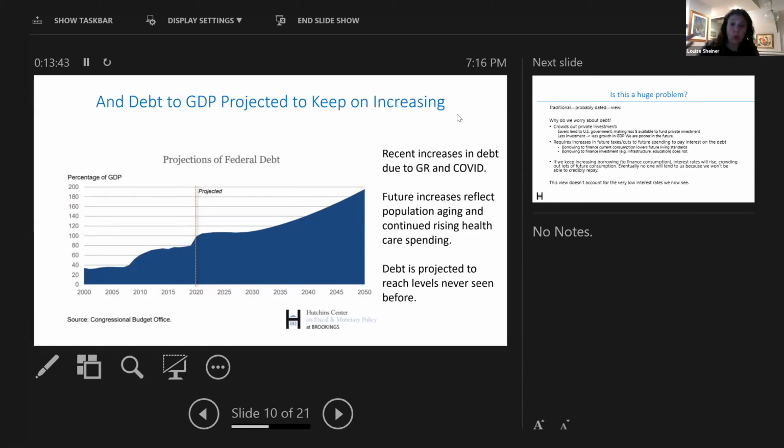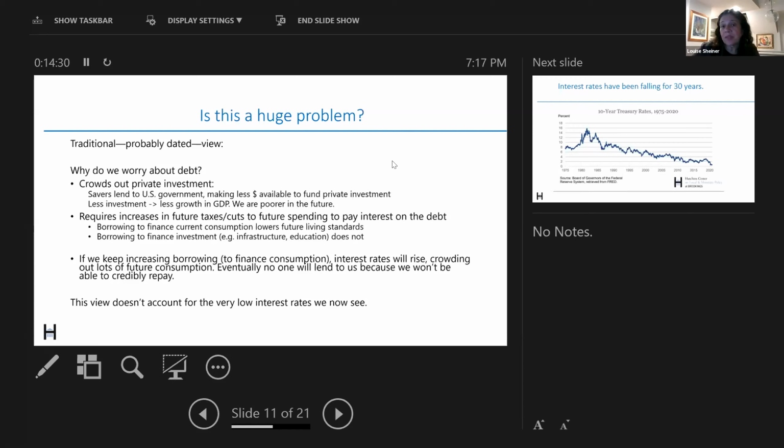So here's what the traditional, and I would say probably dated, view is. Why do we usually worry about debt? The argument would be that debt crowds out private investment, right? Savers lend to the US government, making less money available to fund private investment. People are saving and they say, well, I could put it in the stock market, or I could buy treasuries, or I could put it in a corporate bond fund. To a saver, it's all the same thing. But the money that the federal government sucks up is therefore not available to private businesses.